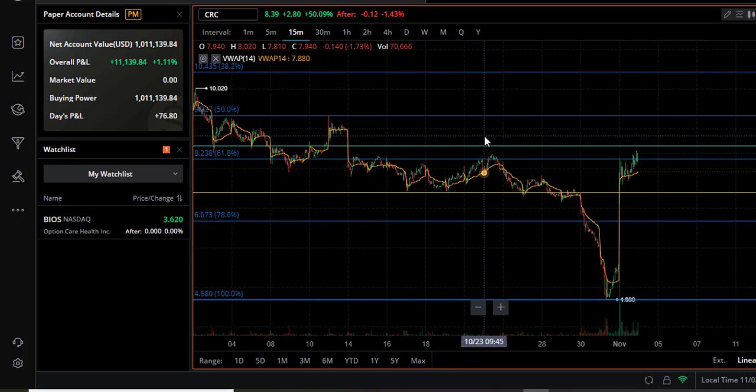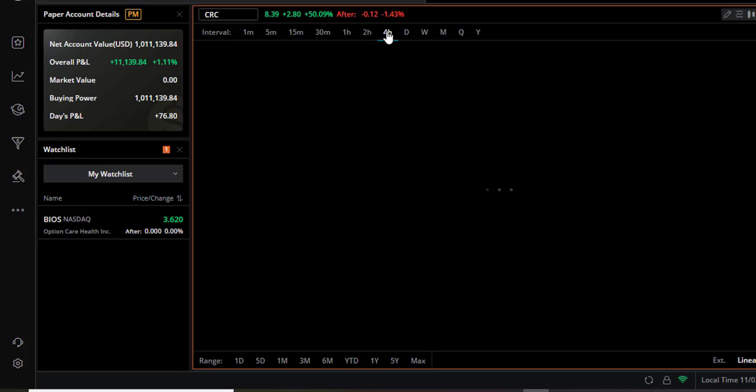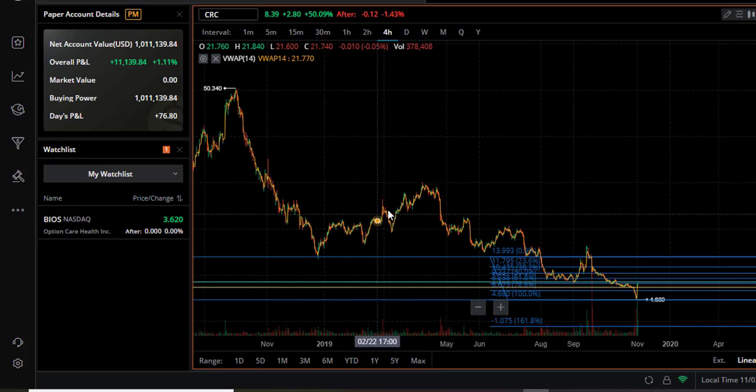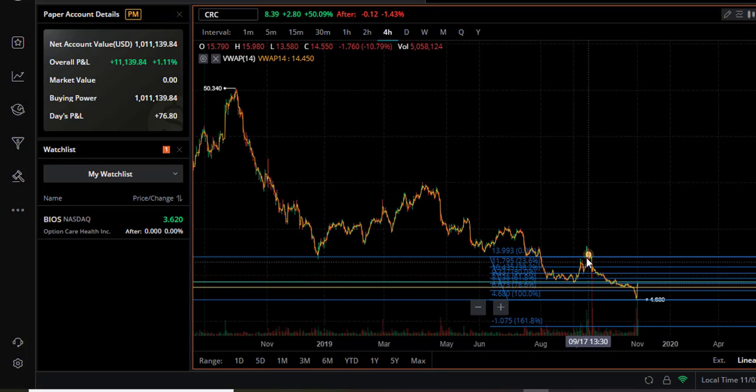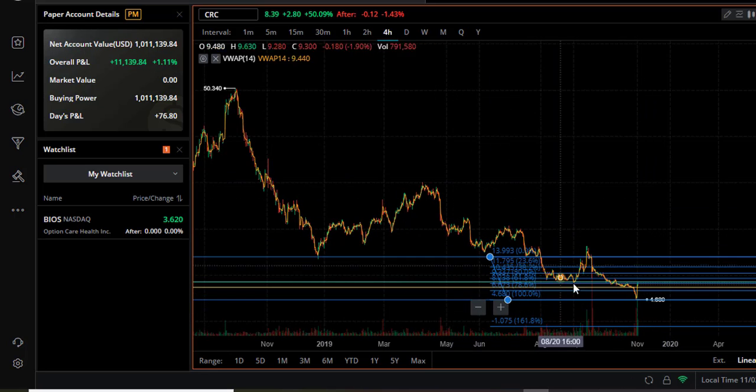Before I finish my analysis, I look at the stock to see how it's actually trending. So I'm looking at it and there it is. It's making higher highs, lower highs, lower lows. So it's actually coming down.